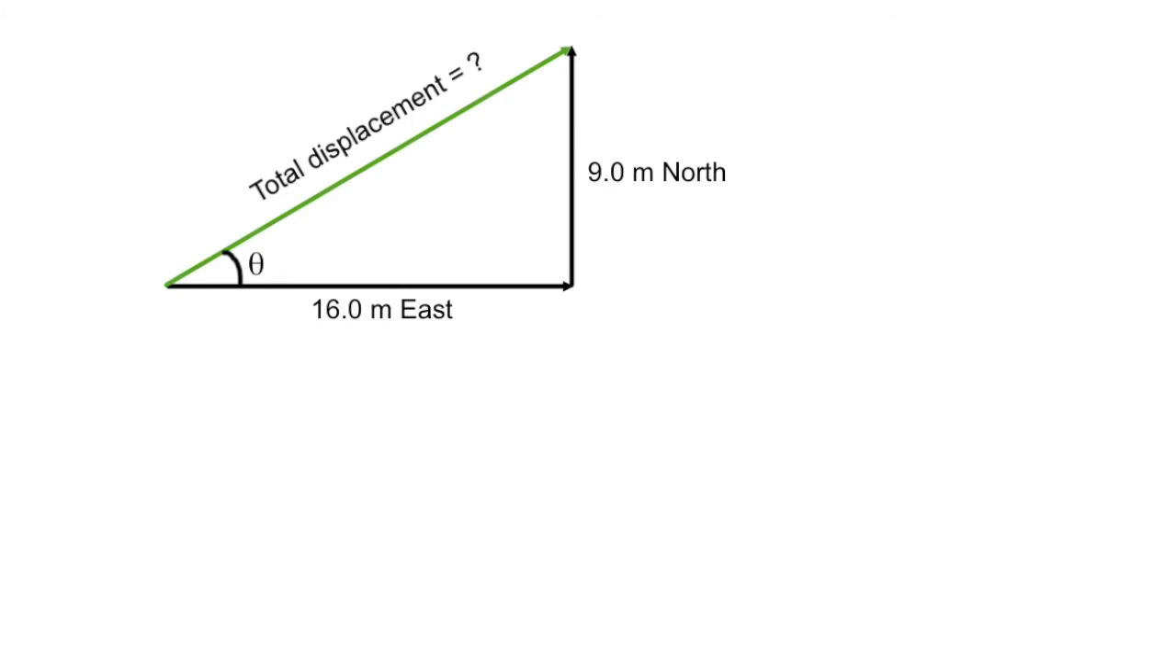If it just so happens that you're adding together 2 displacements that form a right triangle, then I could use the Pythagorean theorem to find out how long the resultant is. I could say that a squared plus b squared is equal to c squared, so that my total displacement would be 9.0 meters squared plus 16.0 meters squared equals my total displacement squared. So I need to take the square root of all of this.